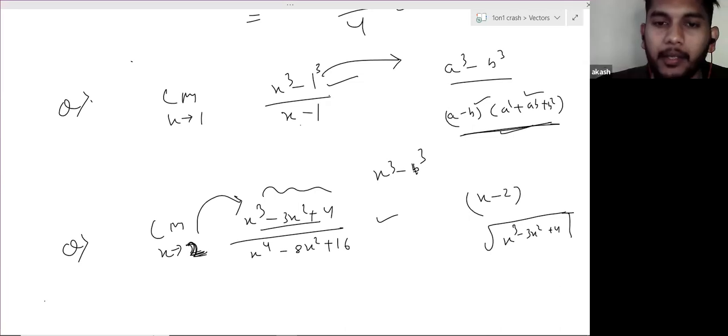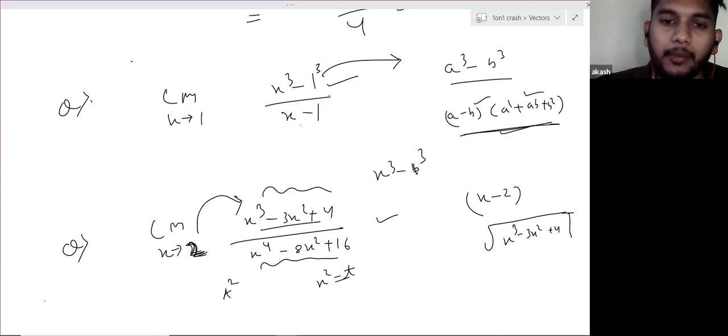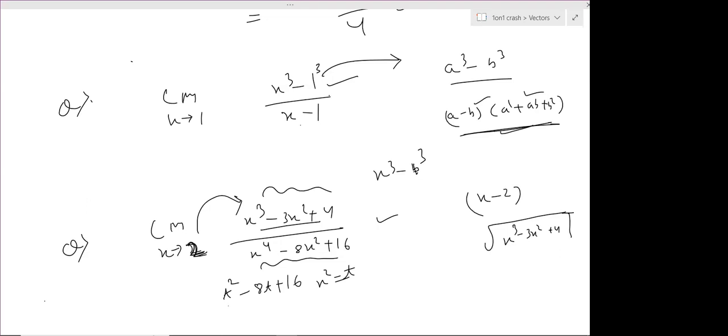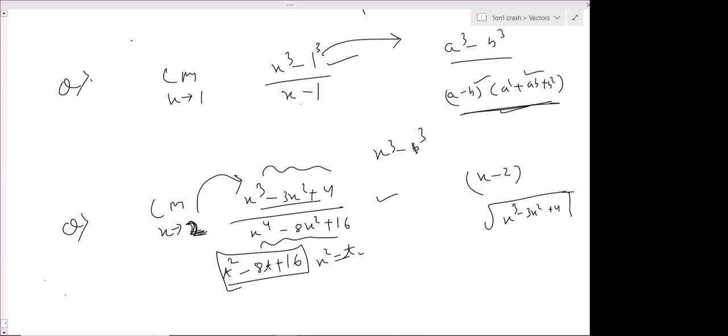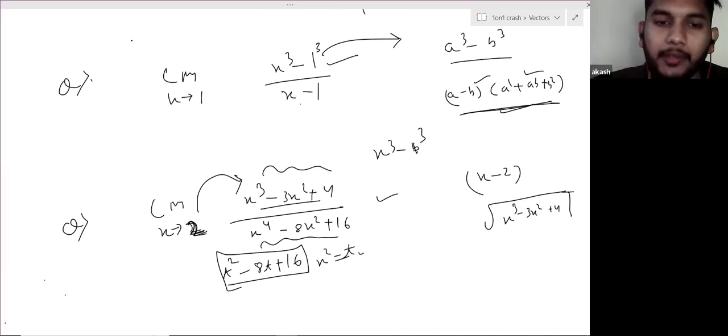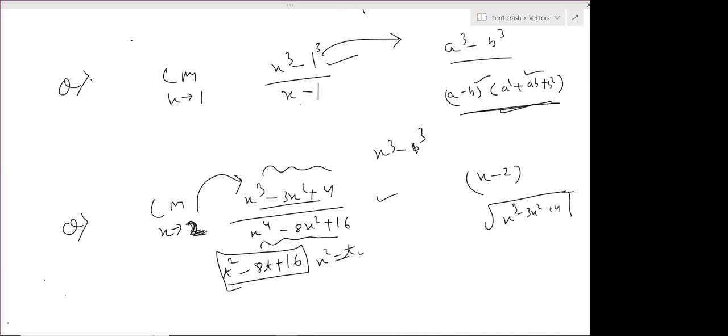Then you can factorize the numerator. And in the denominator, you can take x square as t. So this is t to the power 2 minus 8t plus 16. Then you can factorize this, then factorize it again. Replace t with x. After factorizing, you'll get the answer. Please do it. I'll give you a few minutes. You can divide both, right? The same way. Yes, you can divide.